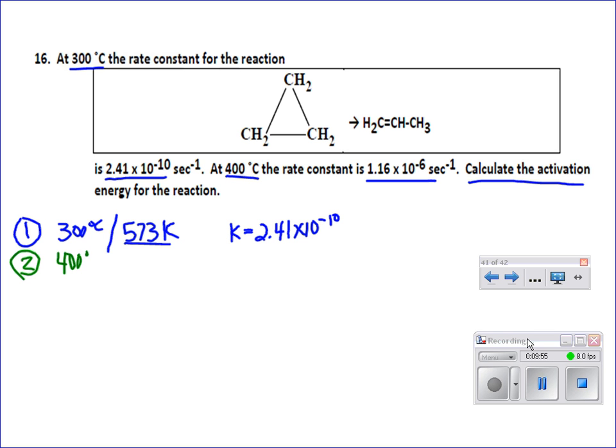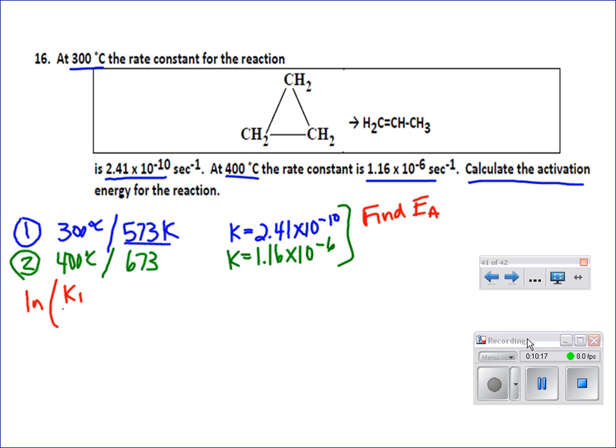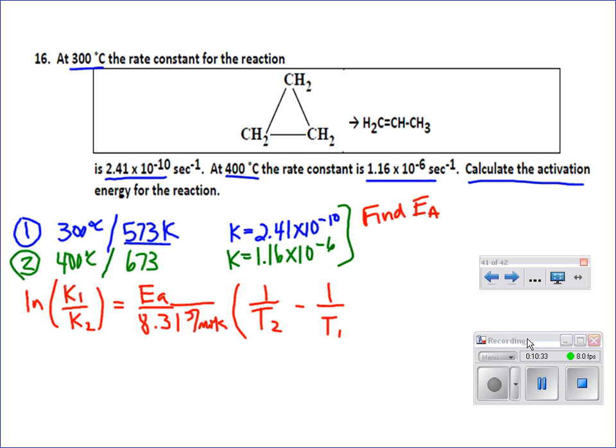400 degrees Celsius in Kelvin, that's 673, and the K they gave us in the problem above is 1.16 times 10 to the negative 6. Our job is to find energy of activation. So I'll write my unsubstituted equation first, and I'm going to do the double one. If I'm going too fast, this is a video, you can stop it, slow down at any time. And then T2 minus T1.